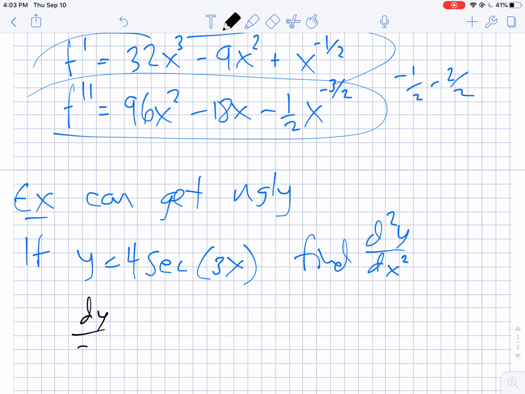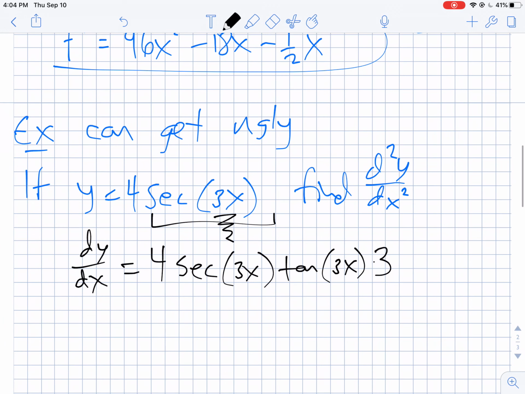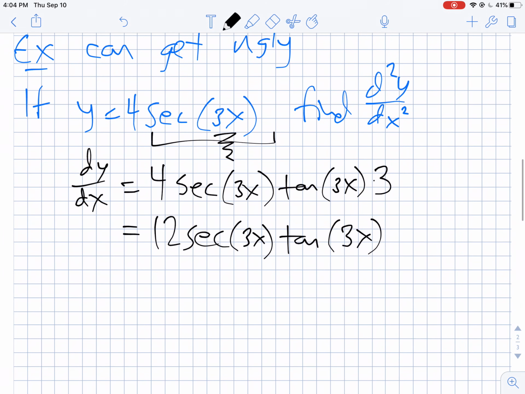So dy dx, that shouldn't be too bad. So the 4 stays in front. Derivative is secant 3x. Derivative of secant x is secant x tangent x. So this becomes secant of 3x times tangent of 3x. And then by the chain rule, I got to multiply the derivative of 3x times 3. I'm going to clean that up just a little bit to be 12 times secant of 3x times tangent of 3x. But now we can see we've turned into a product.